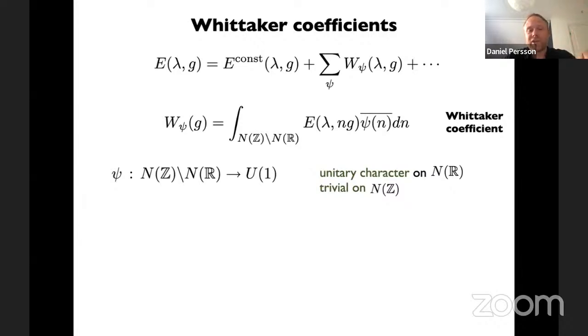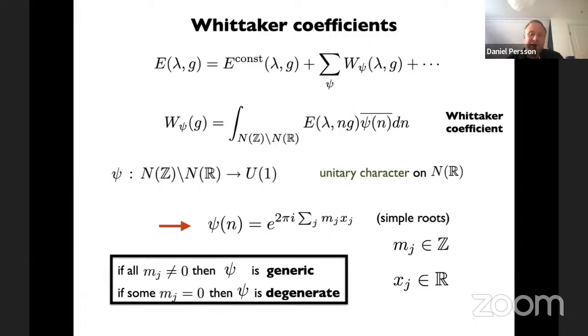So what is this psi? It's a function from N of R to U(1), but it's required to be trivial on N of Z. You can think of it as the analog of e to the 2 pi i n x. It's what's called a unitary character on the group N, trivial on N of Z. Concretely, if you introduce a set of simple roots of the Lie algebra, then the Fourier modes are integers m_j, and the parameters are real numbers x_j. That's how you would parameterize this more general character. For SL2, you just have one term in this sum, m times x. Some terminology: if all of the coefficients m_j are non-vanishing, then you call psi a generic character. And if some of them vanish, then psi is called degenerate.